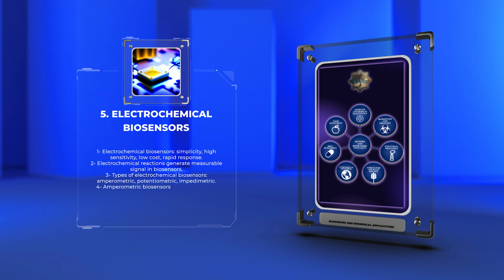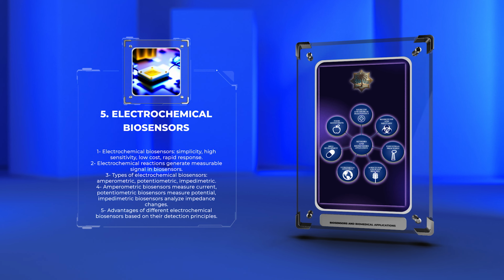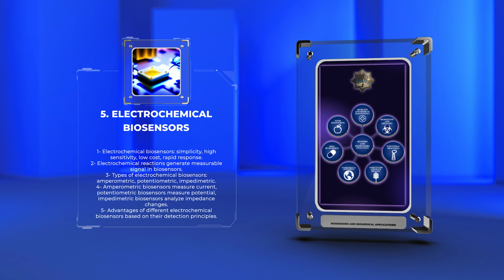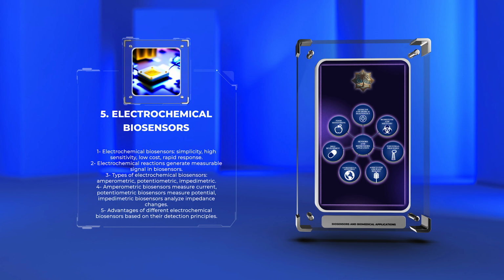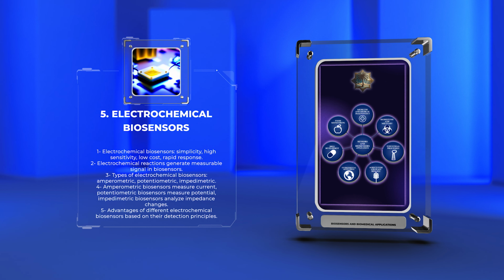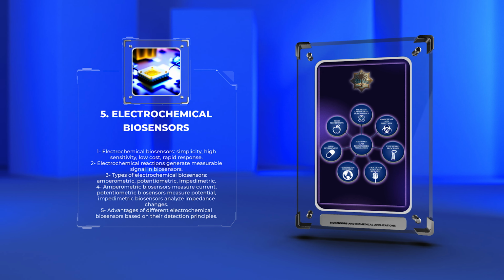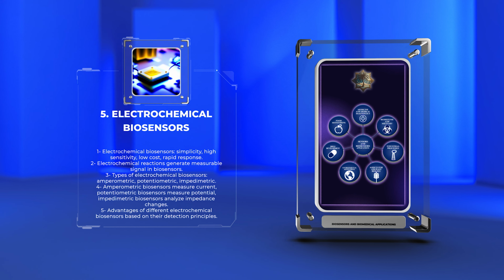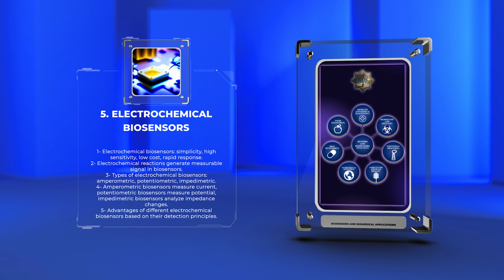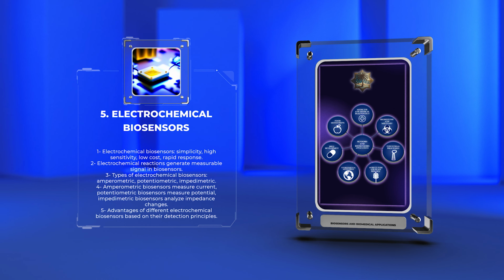Electrochemical biosensors are widely used due to their simplicity, high sensitivity, low cost, and rapid response. These biosensors utilize electrochemical reactions to generate a measurable signal. Different types of electrochemical biosensors, including amperometric, potentiometric, and impedometric biosensors, offer different advantages based on their detection principles. Amperometric biosensors rely on the measurement of current, potentiometric biosensors use potential measurements, and impedometric biosensors analyze the impedance changes.